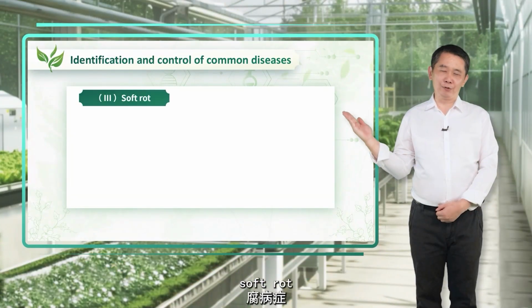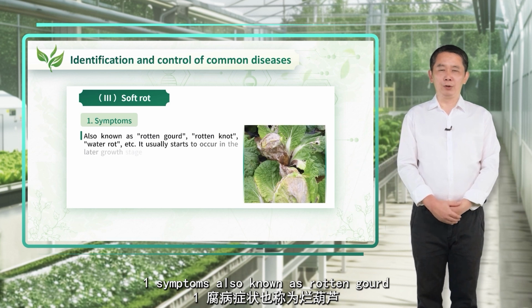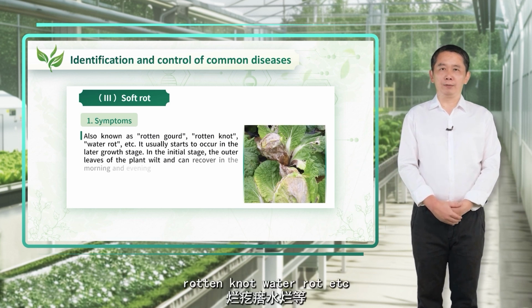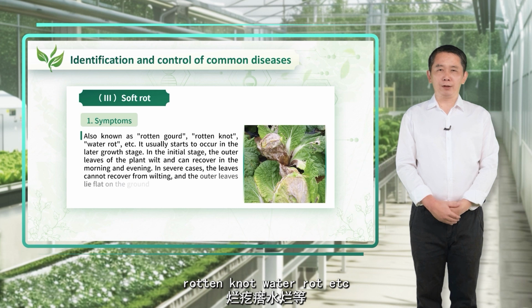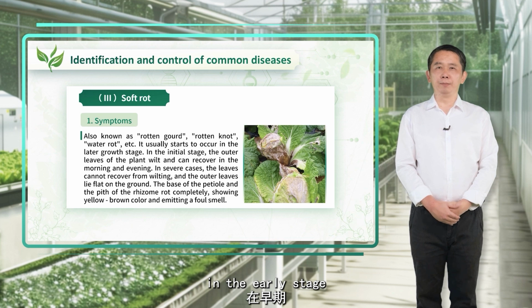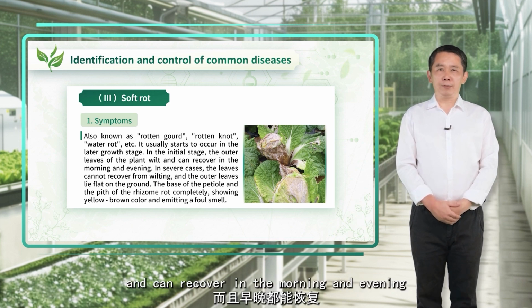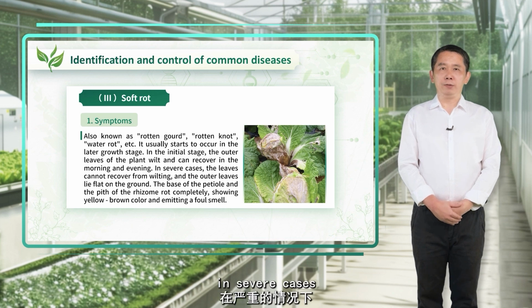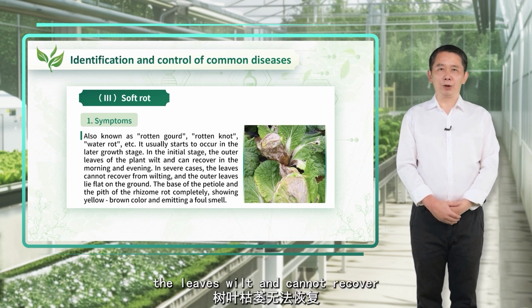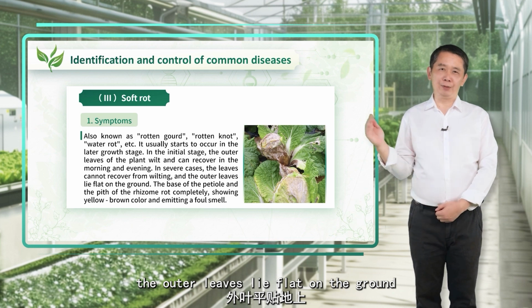3. Soft rot. 1. Symptoms. It is also known as rotten gourd, rotten knot, water rot, etc. It mostly starts in the later growth stage. In the early stage, the outer leaves of the plant wilt and can recover in the morning and evening. In severe cases, the leaves wilt and cannot recover. The outer leaves lie flat on the ground.